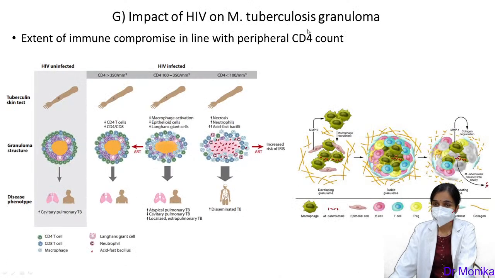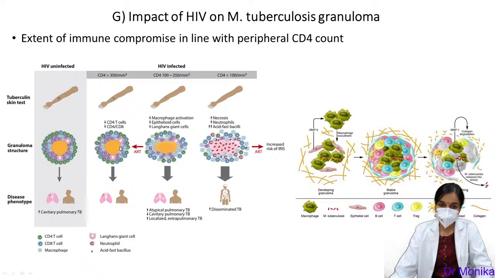Now, coming to the impact of HIV on tuberculosis granuloma formation. So, as we know, in case of effective cell-mediated immune response, there is granuloma formation and hence containment of the MTB infection. In case of HIV, we know that there is a decrease in the CD4 T cell count and hence the granuloma structure is altered. So, in case of early infection, there will be a decrease in CD4 T cells only at the peripheral site, and there will also be a decrease in the CD4 to CD8 ratio.